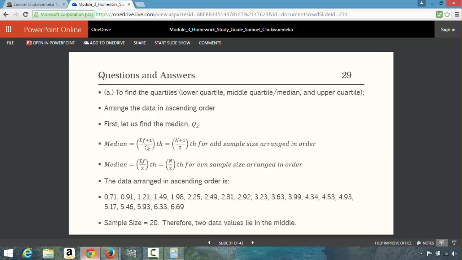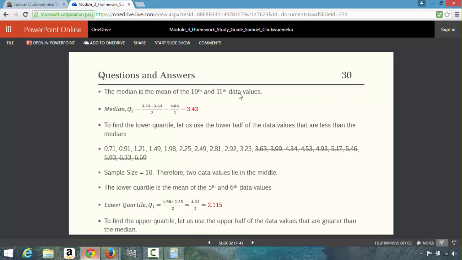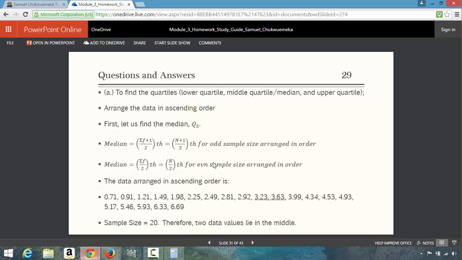Sigma f is the N, the sample size. If it's an odd sample size, you only have one person in the middle. But if it's an even sample size, you have two people in the middle. In this case, you have the 10th and 11th data values. That's what this th means.